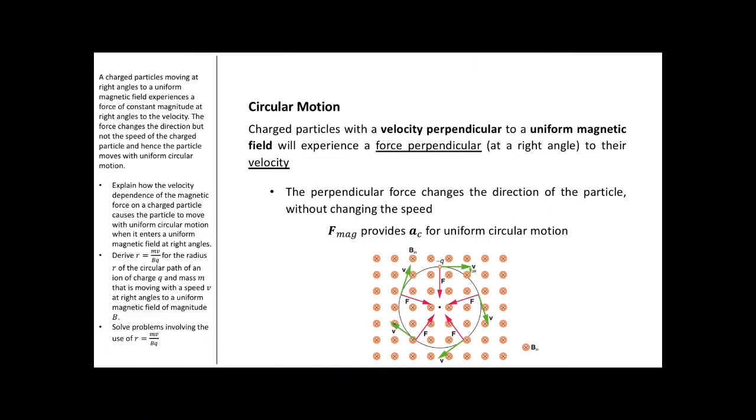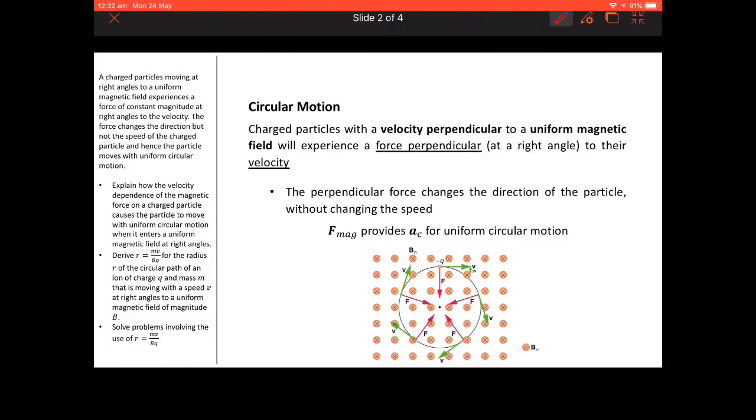In stage 2 physics, you'll need to be able to explain how the velocity dependence of the magnetic force on a charged particle causes the particle to move with uniform circular motion when it enters a uniform magnetic field at right angles. You'll also need to be able to derive this equation here for the radius of a circular path of an ion with a charge and a mass that is moving with a speed at right angles to a uniform magnetic field. You'll also need to be able to solve problems involving the use of said equation.